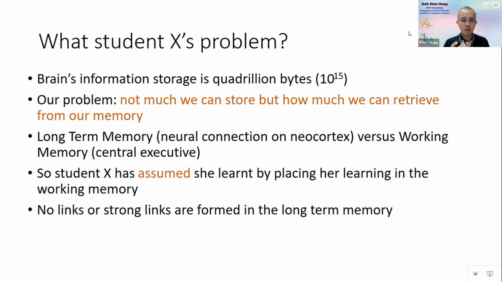Because there is no link, or no strong links, formed in the long-term memory. Now, we can ask ourselves this big question: then how can I form these links? But before I go to that, let's look at some of the working memory misconceptions.